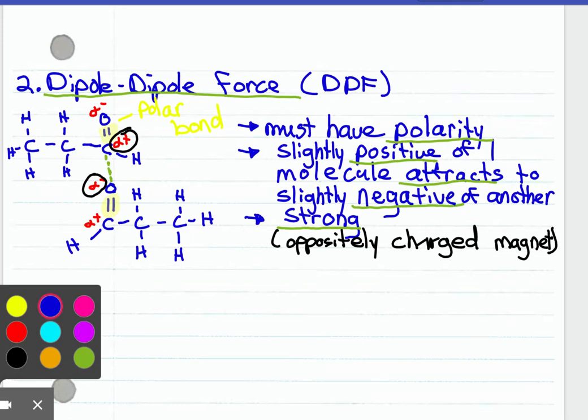So dipole has to have a polar bond, because without the polar bond, you're not getting this polarity. You don't have a partial positive to attract to a partial negative. And that is exactly what is happening in a dipole. A partial positive of one attracts to a partial negative of another molecule. And because it's an attraction of opposite charges, it's a lot stronger than the London dispersion force. So make sure you've paused and you've copied this down.